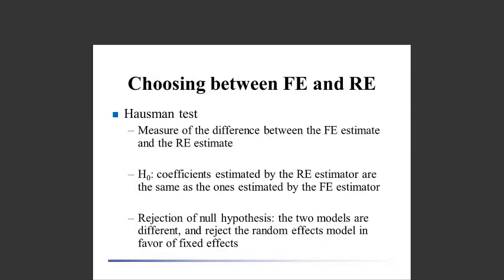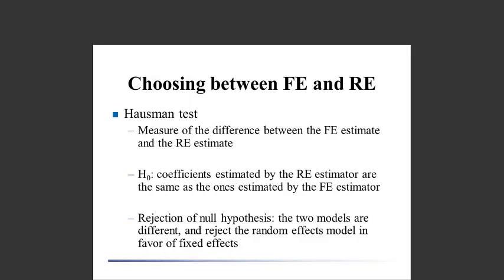To determine which model to use, the Hausman test is often used. This is a measure of the difference between fixed effects estimates of the beta coefficient and random effects estimates of the beta coefficient. So the null hypothesis here is that the coefficients estimated by the random effects estimator are the same as the ones estimated by the fixed effects estimator.